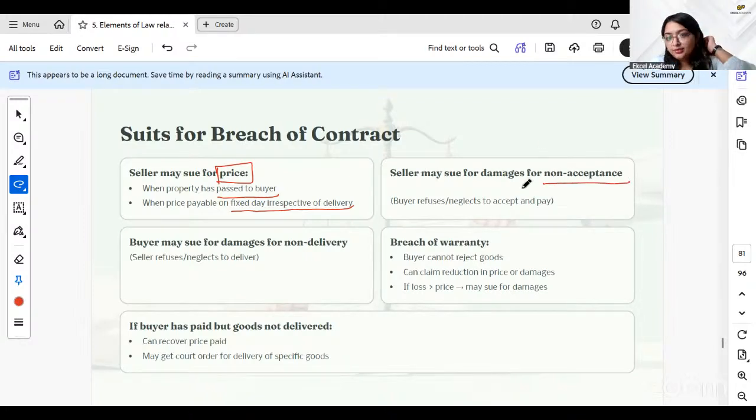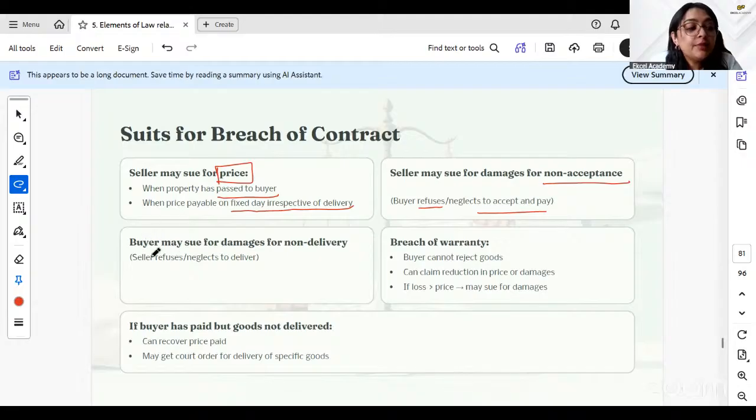Let's say, for example, you bought a laptop, or let's say you bought a TV, and the seller has come to your house to deliver the TV. At the time of delivery you refuse to accept the TV. The seller would have incurred some charges to get the TV in up and running condition to deliver it to your house and also install it. That is the case wherein your seller can sue for damages for non-acceptance, saying for the delivery we have spent so much amount, so now we are going to recover the damages. That is when your buyer refuses or neglects to accept and pay.